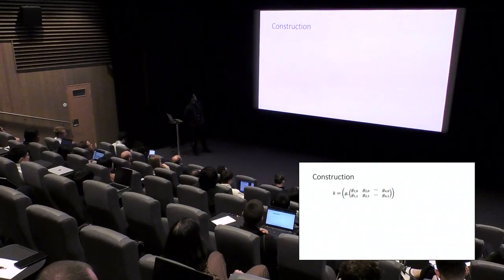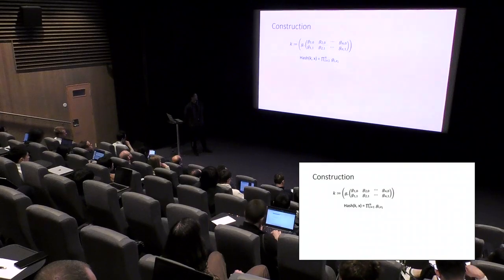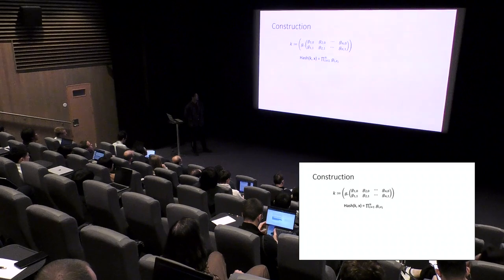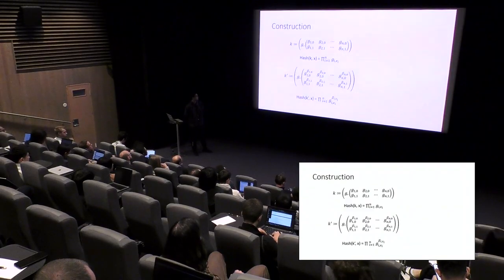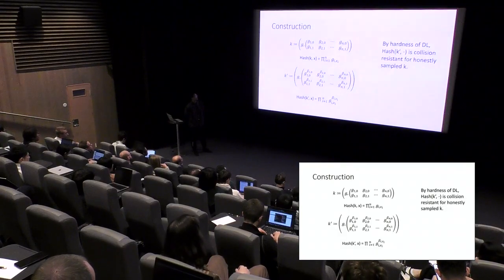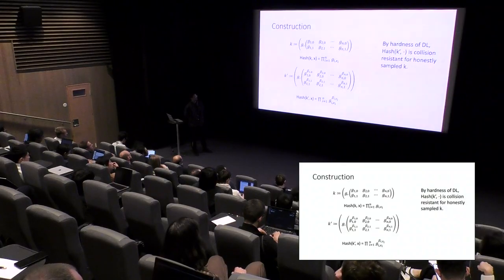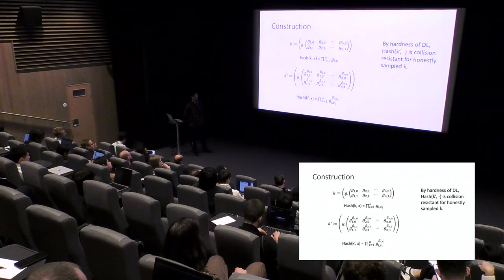So how does the hash work? Well, it's very simple. In order to compute the hash of a value x, you first interpret it as a binary string of length n, where xi is the bit at the i-th location of the value, and the hash is simply the product of the corresponding group elements. And similarly, this is how you compute with the re-randomized key prime. And then it is easy to show that by hardness of the discrete logarithm, hash with key prime is collision resistant for an honestly sampled key.